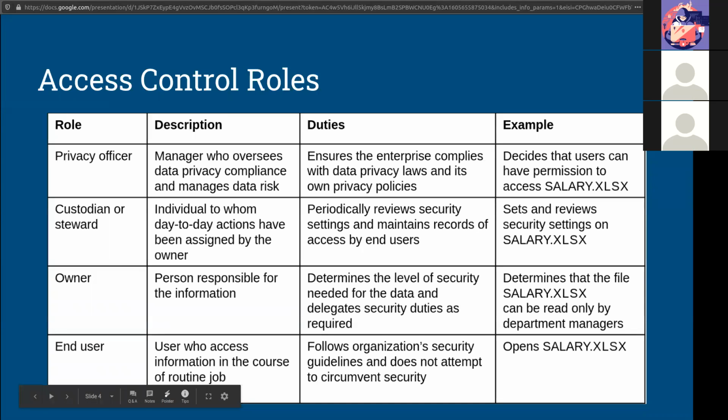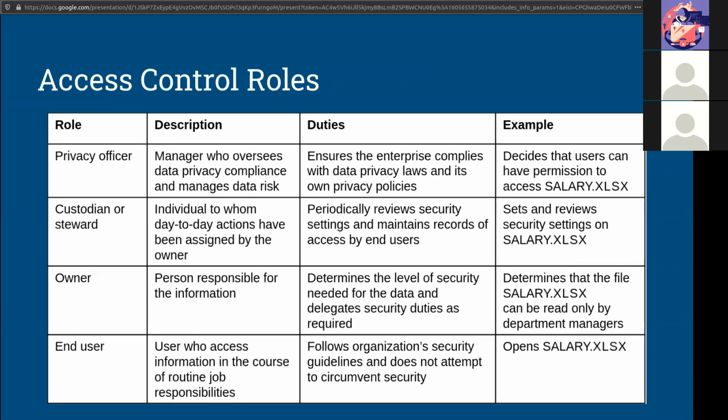Access control is definitely not a set and forget. It is a role managed system, which means it's not just one person who's going to control and have all the keys to the kingdom. You're going to have a number of people. For example, a privacy officer who is in charge of overseeing data privacy compliance, especially if your business deals with things like health and credit cards and all that kind of stuff.